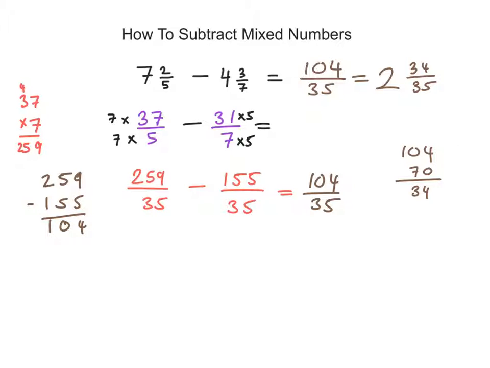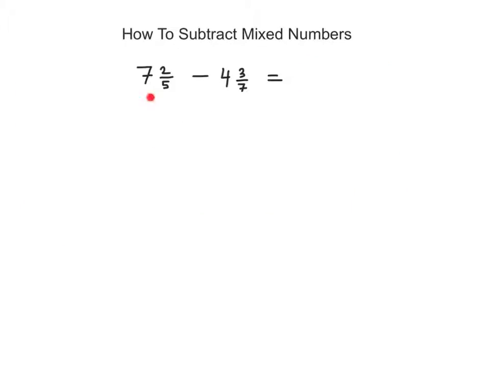That's the fractional part. An alternative way of subtracting mixed numbers is similar to that of adding mixed numbers. What we can do when subtracting mixed numbers is to subtract the integer parts first, and then subtract the fractional parts, and then combine the answers. So let's do this. So step 1, we subtract the integer parts first. So 7 minus 4 is just 3.